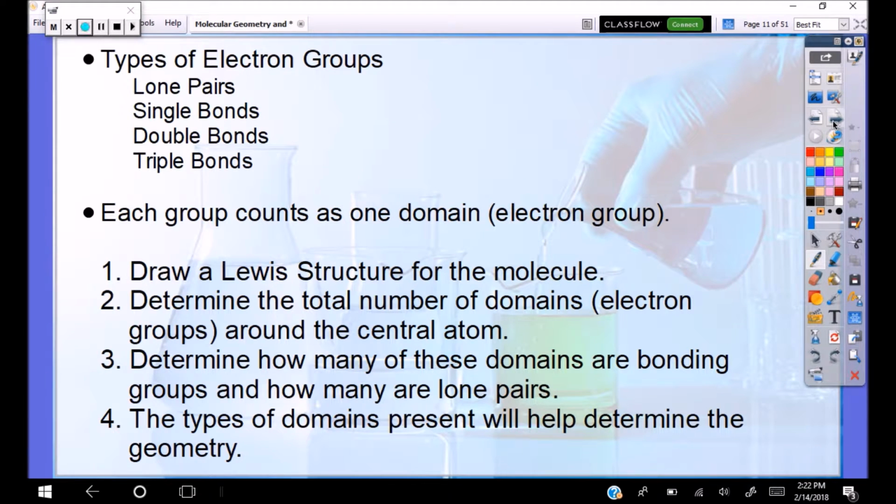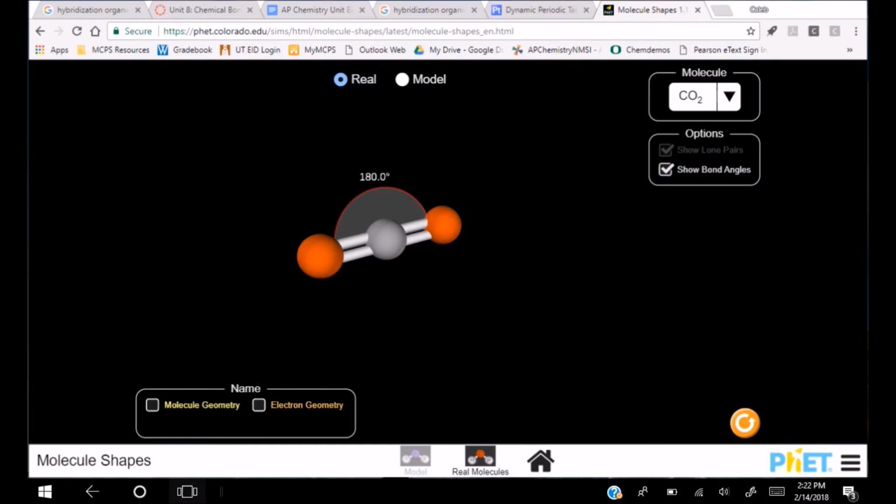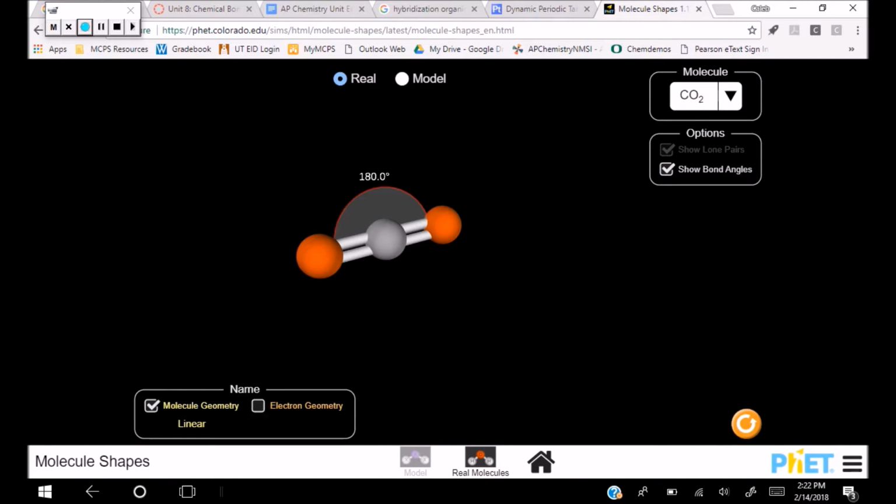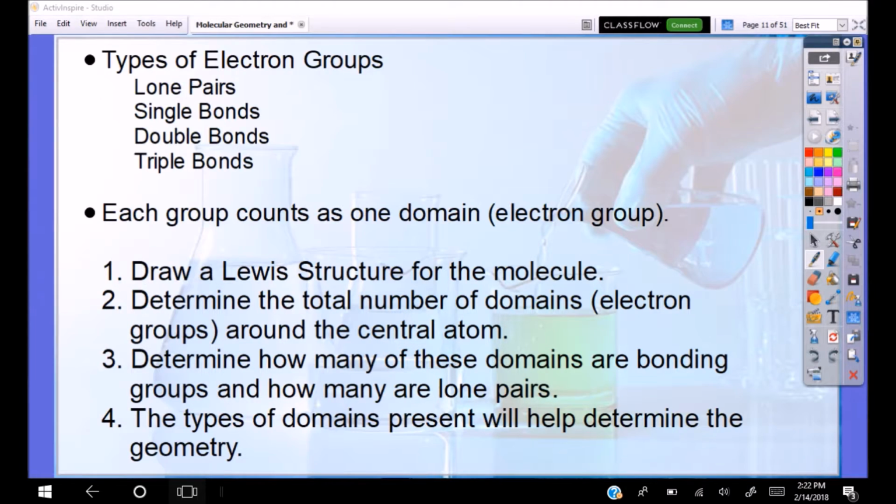So the different types of electron groups, or domains is the other word I've used. We've got single, double, and triple bonds. We also have lone pairs. The one thing I didn't show you in that simulation is that double bonds and triple bonds still count as one bonding group. Even though you've got multiple bonds there and you start having some pi bonding there, they are still the same. They're still counting as one group to the central atom. So you'll see here we've got 2 double bonds in CO2, but it's still a linear molecule because there's 2 bonding groups.